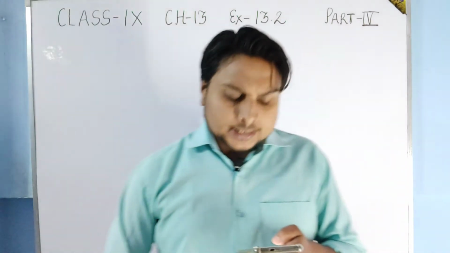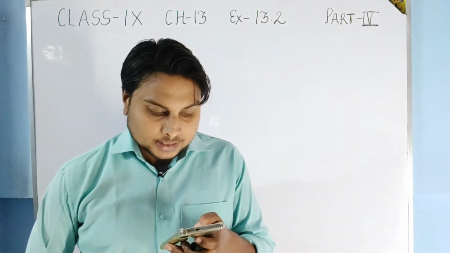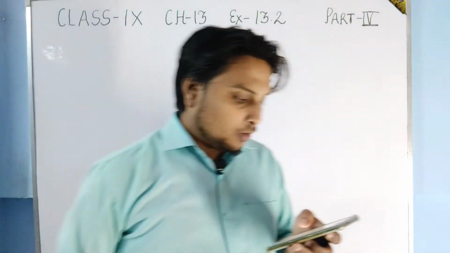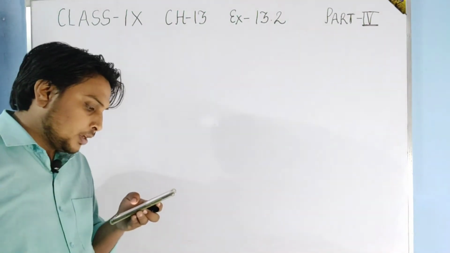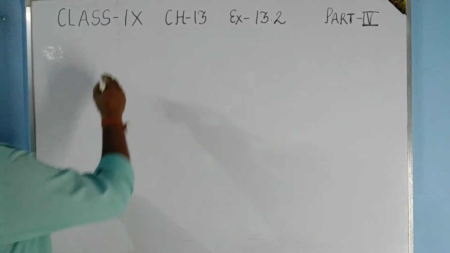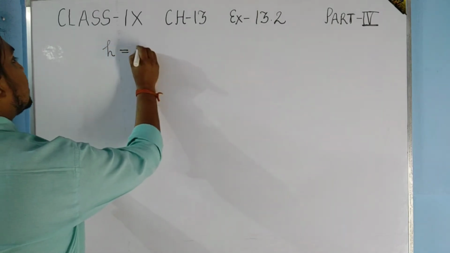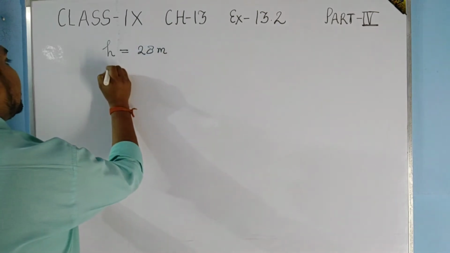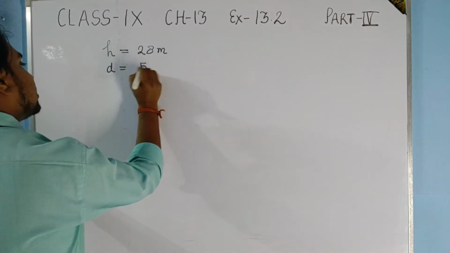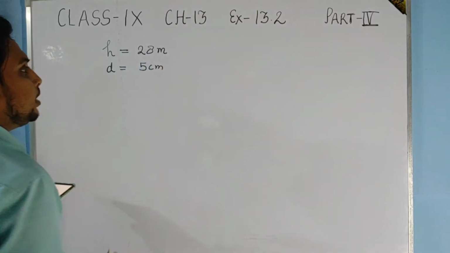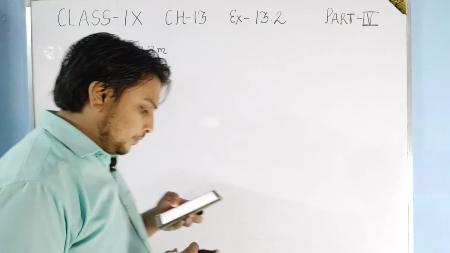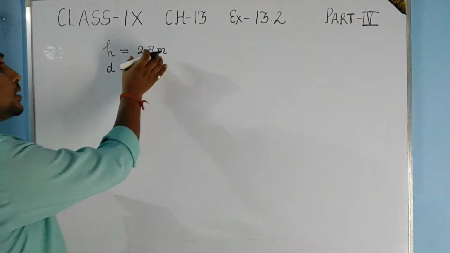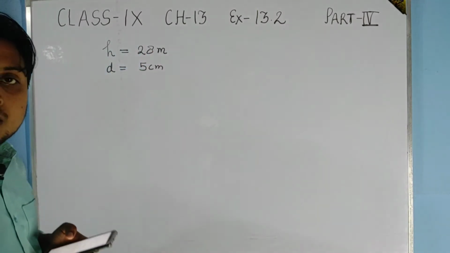In a hot water heating system, there is a cylindrical pipe of length 28 meter and diameter 5 centimeter. So here, students, the length you can write as h. It is 28 meter, and the diameter is written as 5 centimeter. One is in meter and the other is in centimeter, so you have to consider that firstly you make them the same unit, and then you solve this question.